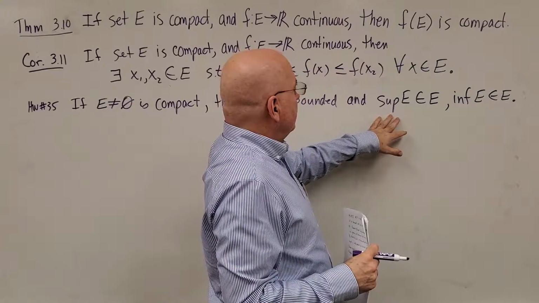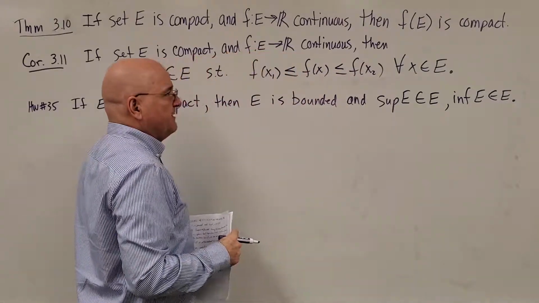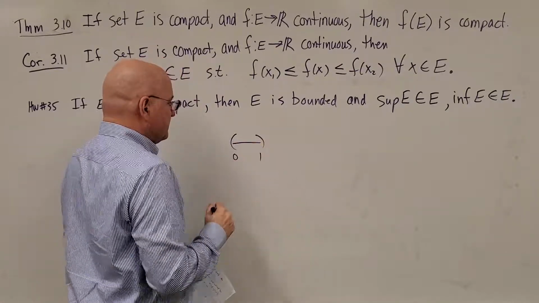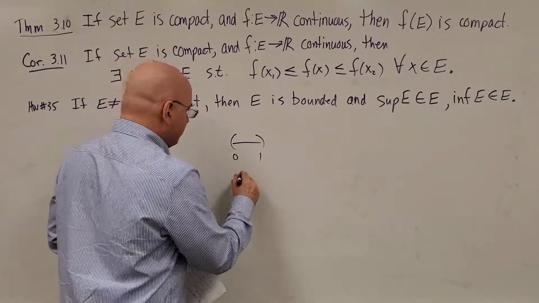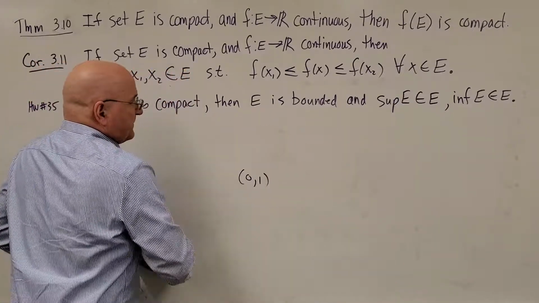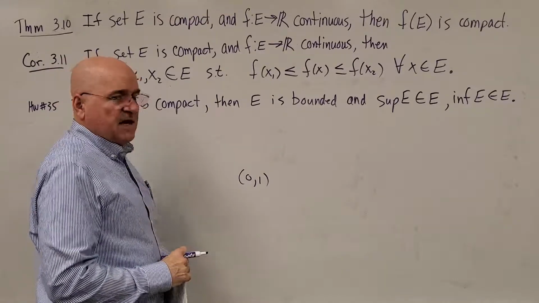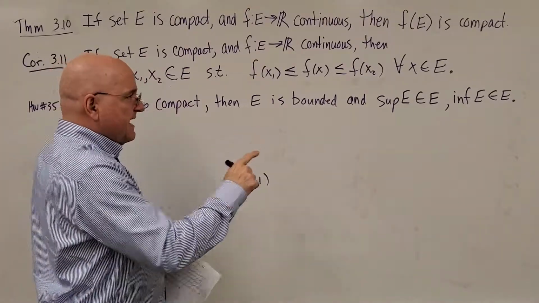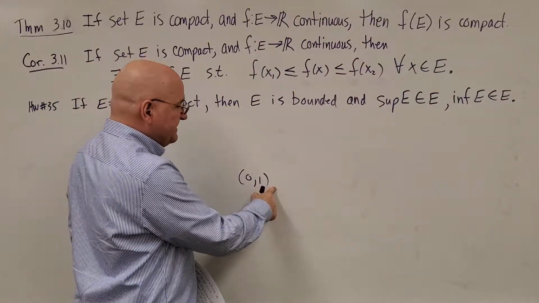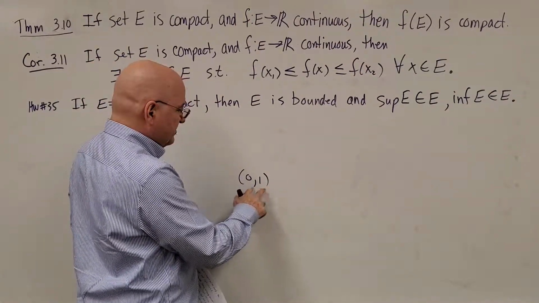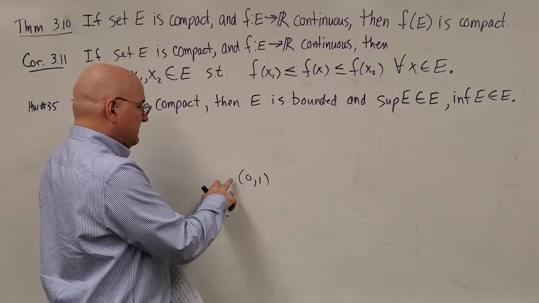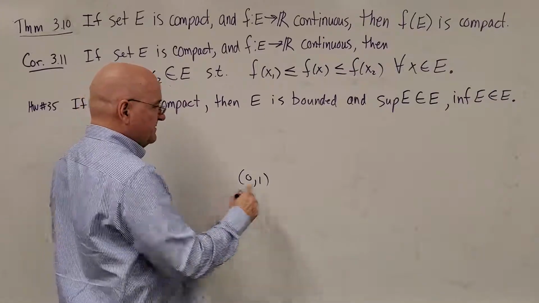But in general, as I showed in the previous video, if we take this interval from 0 to 1 on the number line, maybe I'll just write it out as (0, 1). This is not a compact set. It's not closed and bounded. It does not contain its supremum or its infimum. The supremum, the least upper bound, is the number 1, which is not in this set. The greatest lower bound, or the infimum, is equal to 0, which is not in this set.